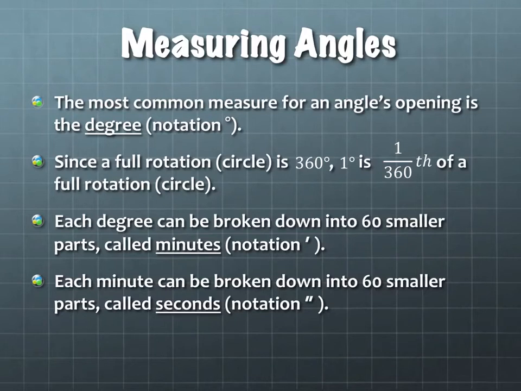The notation for the degree is the little degree marker, a little circle that's sort of up in the air there. And a full rotation or a circle is 360 degrees. So 1 degree is actually 1/360th of a full rotation. You can almost imagine it's the size that a day takes up of a whole year. It's not perfect, right, because we don't have 360 days in our year, but it's about the same idea. It's very small. 1 day out of the whole year is not very much. 1 degree is also not very much.